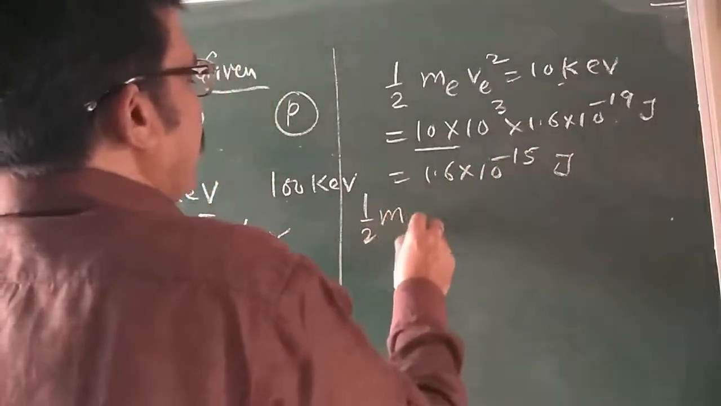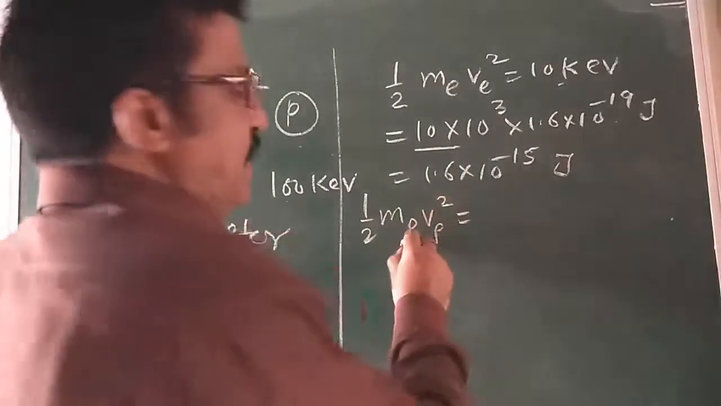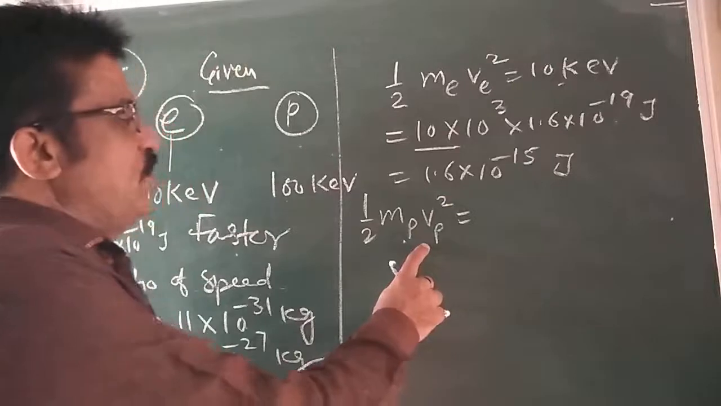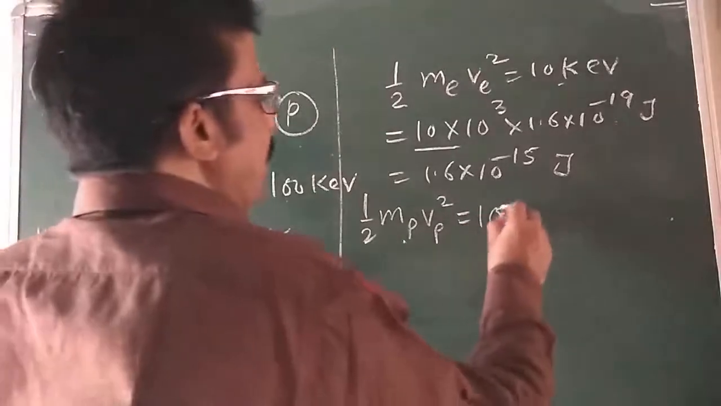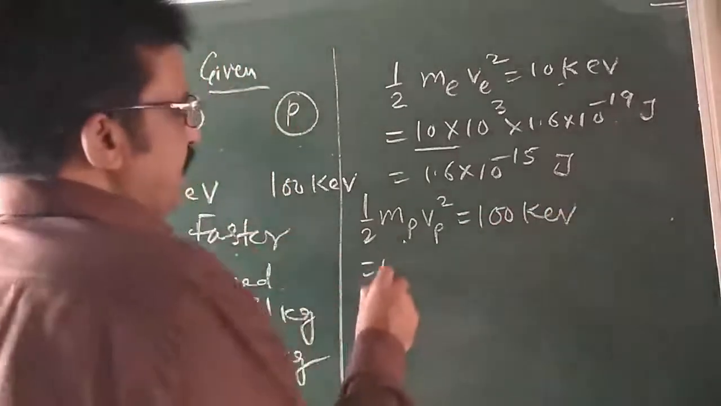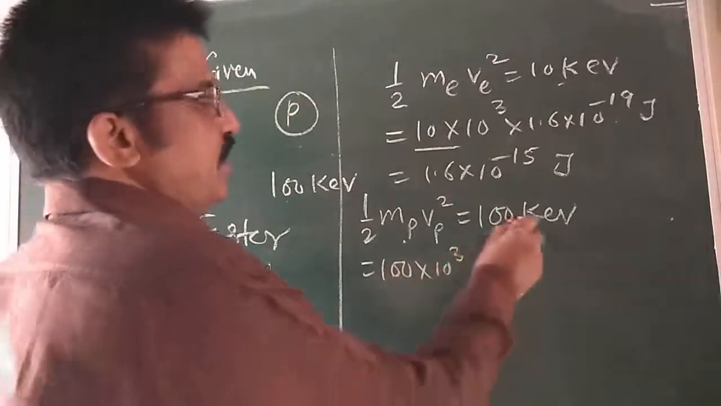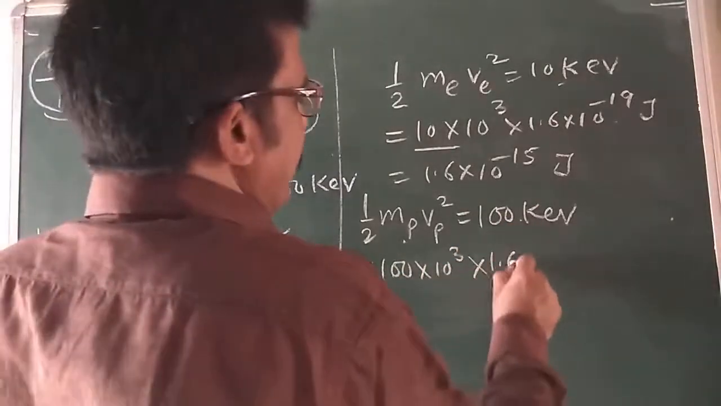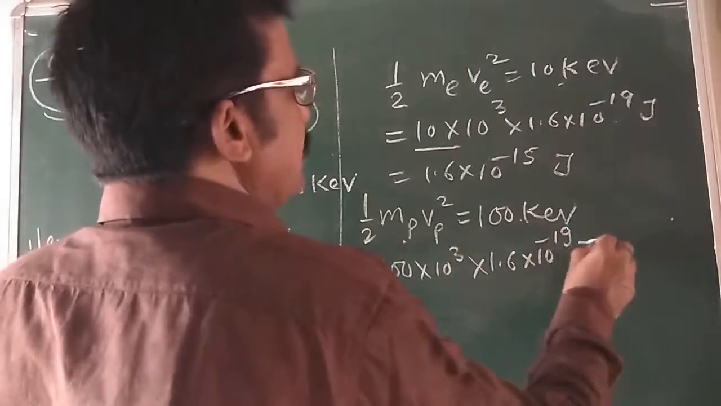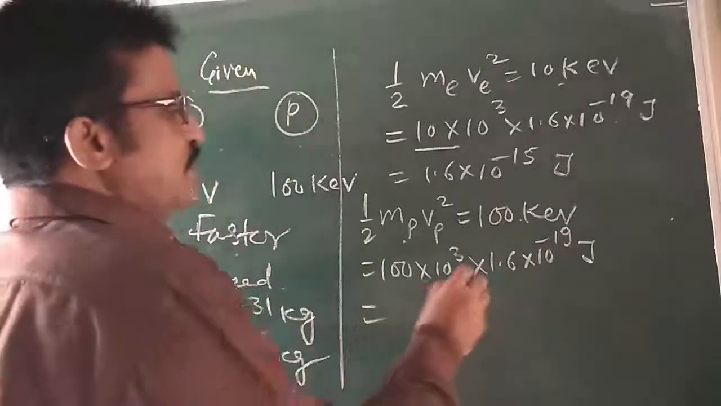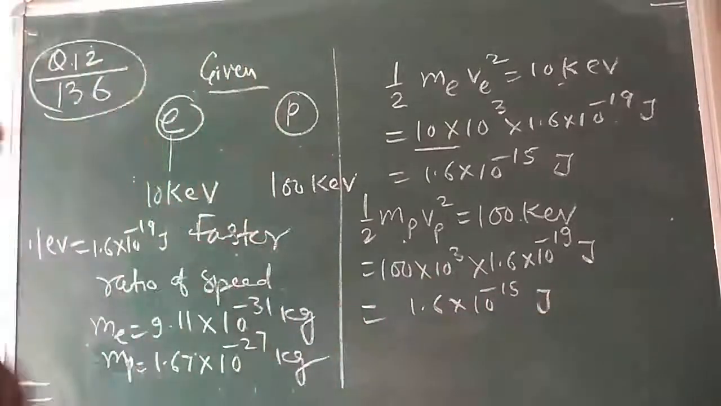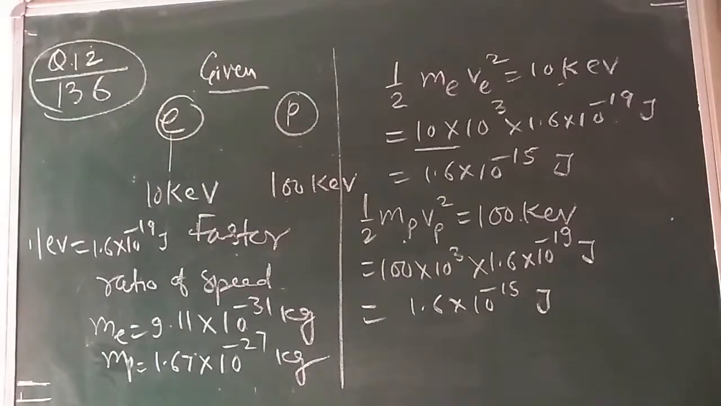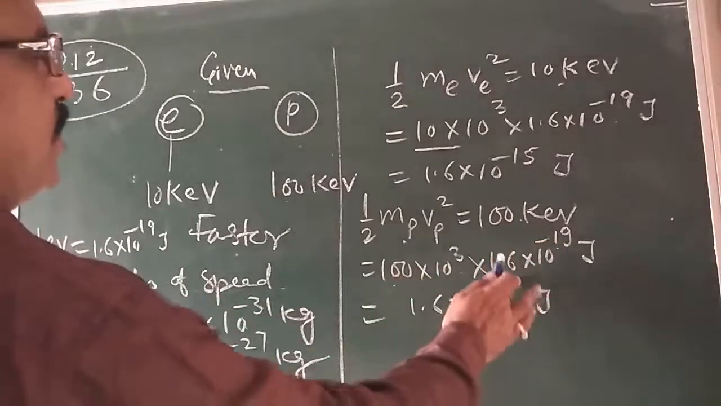Similarly for the proton, half Mp Vp square. Mp is the mass of the proton and Vp is the velocity of the proton. That is given as 100 keV, that is 100 into 10 raised to power 3 for kilo, and 1.6 into 10 raised to power minus 19 joule. Here 3 and 2 is 5, so from 19 it becomes minus 14. So 1.6 into 10 raised to power minus 14 joule.